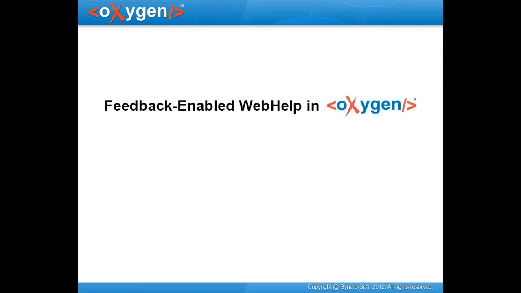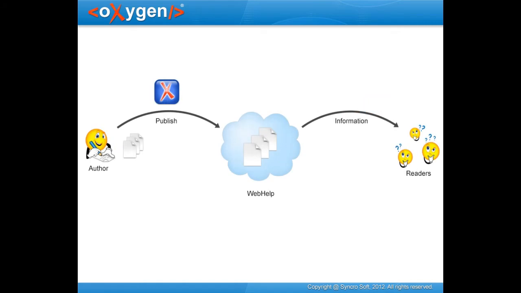WebHelp support has been available in oXygen since version 12. After gathering information from our users, it became obvious that standard WebHelp is a unidirectional way of presenting the content to the end users. All user feedback had to be routed through additional channels like email, forum, or phone. For most users, this process was cumbersome and time-consuming, some of them even giving up providing feedback.